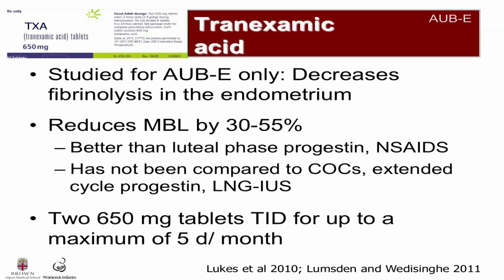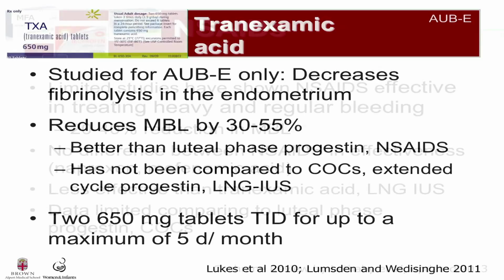Patients are supposed to take tranexamic acid only on the days of bleeding, and it's taken as two 650 milligram tablets TID for a maximum of 5 days per month.